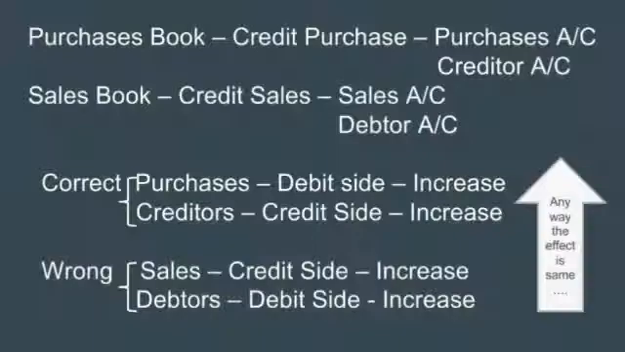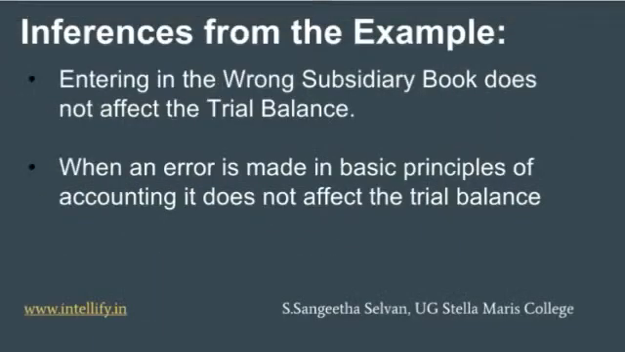That is, the sales book has one effect on the debit side and one on the credit side. The purchases book has one effect on the debit side and one on the credit side. So recording wrongly in either of the books will not make a difference. The inference from this example is that entering in the wrong subsidiary book does not affect the trial balance. This also holds good with the fact that we are making an error in the basic principle. That is, we are shifting the transactions from one book to the other book. So it means we are not clear with the basic fundamentals, and this comes under the errors of principle.